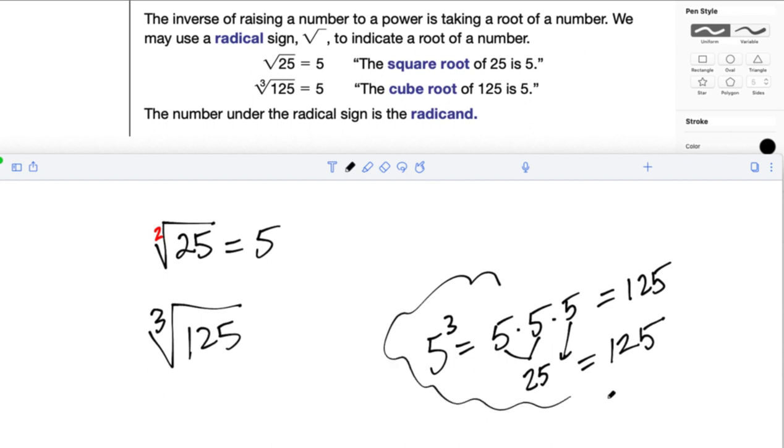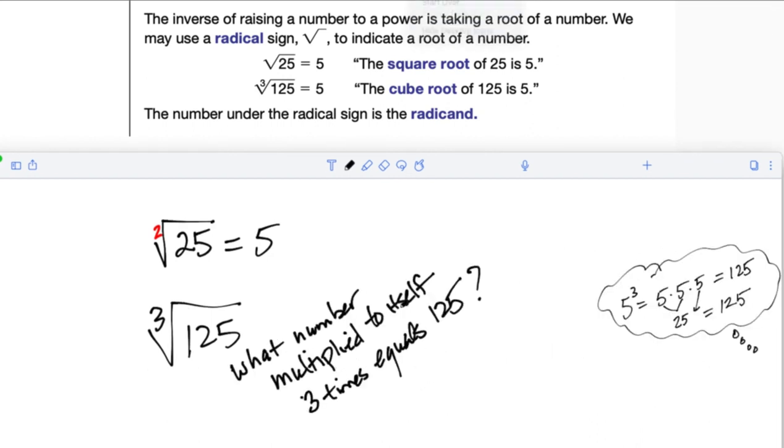With this knowledge, with this understanding in the back of our mind, when we see the third root of 125, there's a specific question that's being asked. That question is, what number multiplied to itself 3 times, that's kind of a weird way of saying it, equals 125? So what number do I multiply to itself 3 times? That sounds weird, but you get what I'm saying.